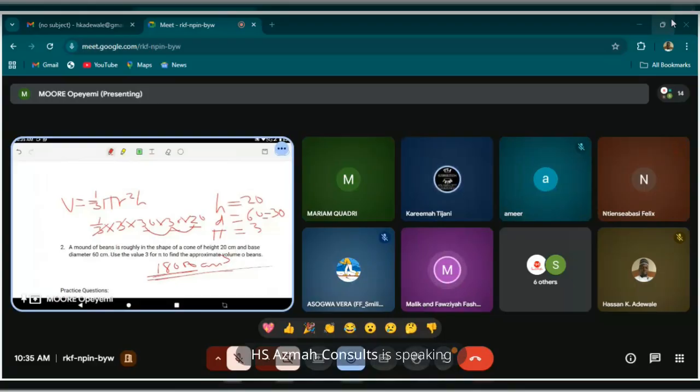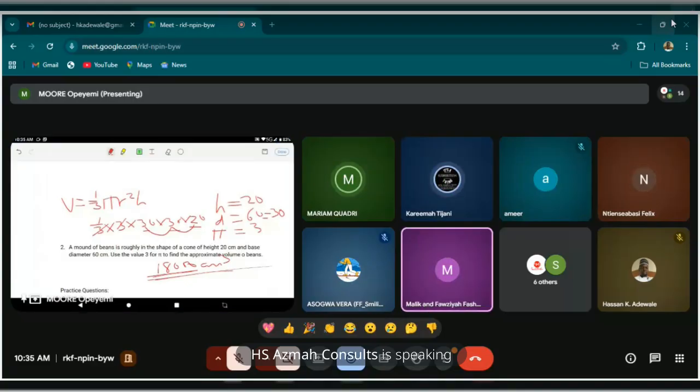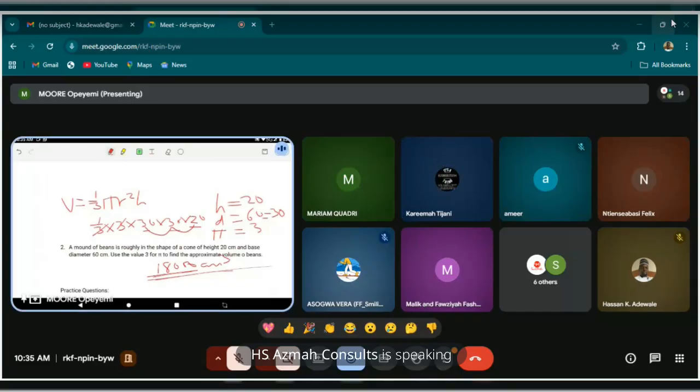L cube. The volume of a cube is length times length times length. L cube. We need to know all these things. I deliberately closed the page so that you will be able to remember it. It's not something difficult, okay?